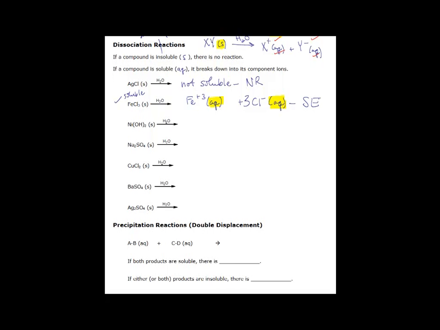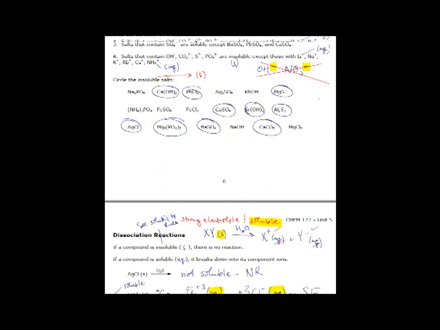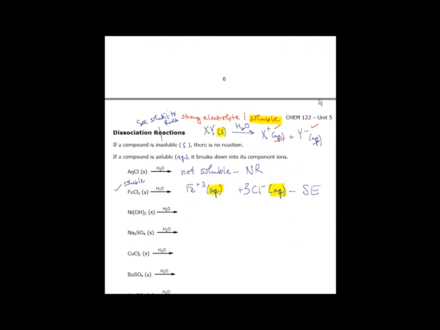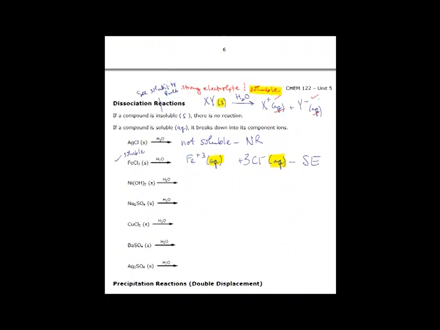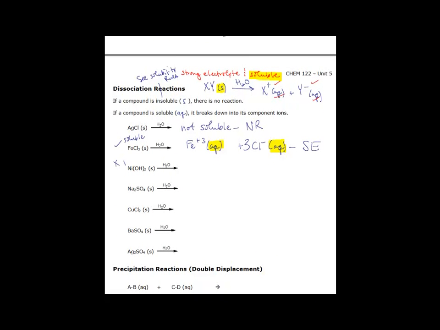All right, this next one, nickel 2 hydroxide. First, check to see if it's soluble or not. Oh, it's got a hydroxide. Salts that contain hydroxide, so I'm looking at rule number 4. Carbonate, sulfide, phosphate are insoluble except those with group 1 and ammonium. Is nickel a group 1 or ammonium? No. So this is not soluble, so I'll get no reaction.